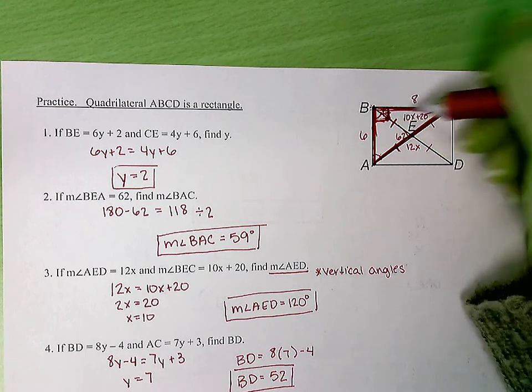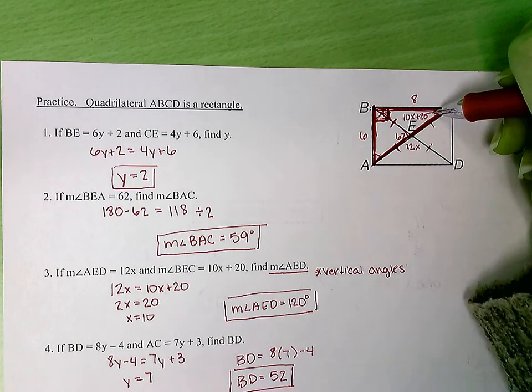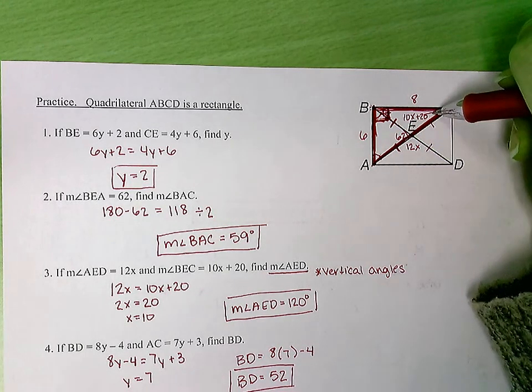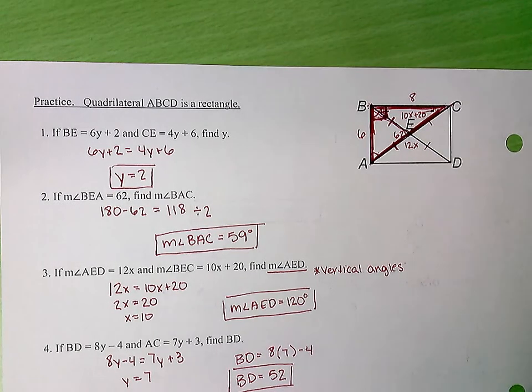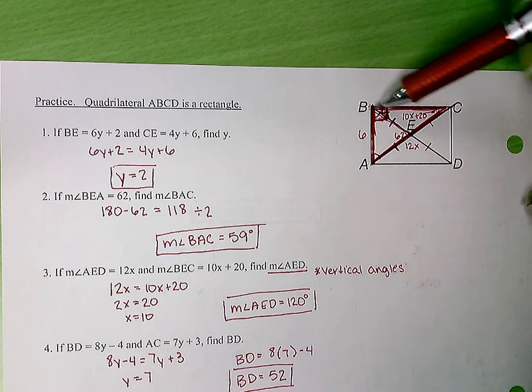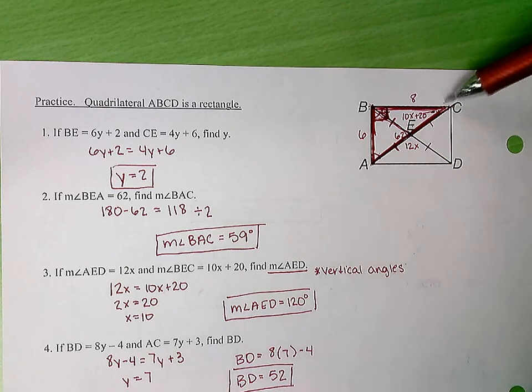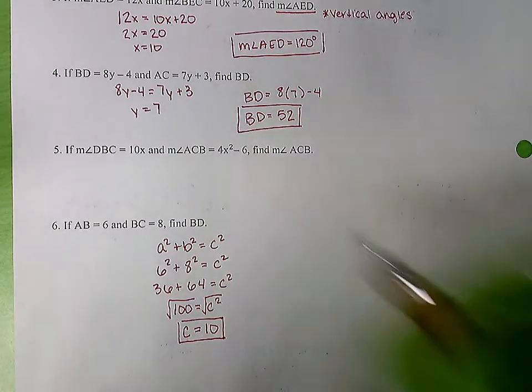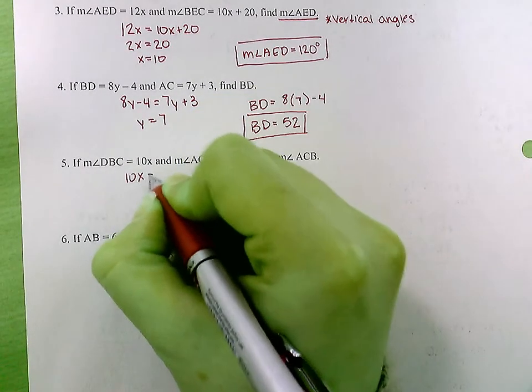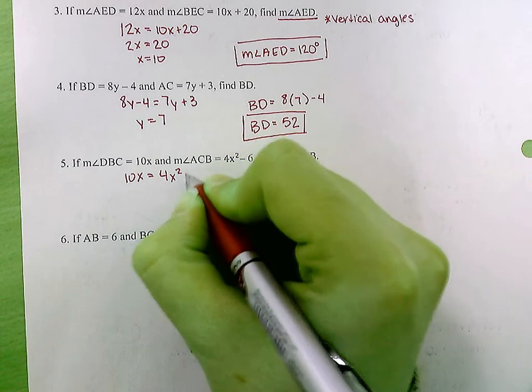No? Those are congruent because it makes an isosceles triangle with the pieces of your diagonal. Okay? So since I have that isosceles triangle, those angles would have to be congruent. So I can set those two equations equal to each other. So I have 10x is equal to 4x squared minus 6.